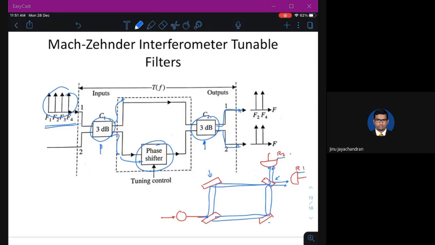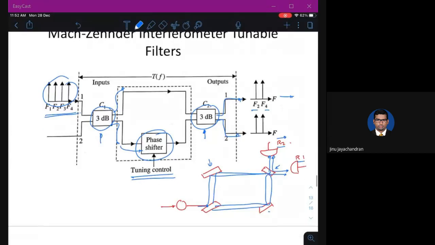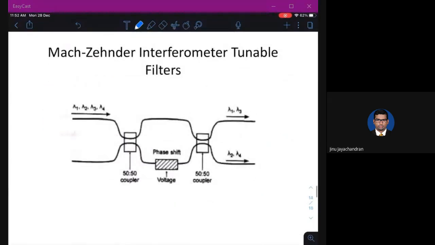By changing the parameters of this tunable filter, you can have either F2 F4 here or F1 F3. So one end is the desired frequency or wavelength, and the other end will be the rejected ones. To make you understand it better, let's say there is lambda 1, lambda 2, lambda 3, lambda 4 here. You have the coupler here.